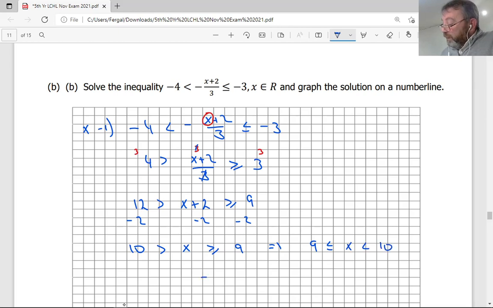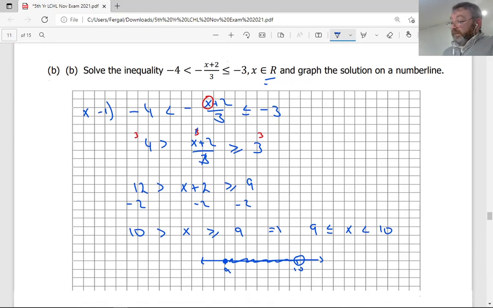And put it on the number line. What do we end up with? We end up with 9 here, 10 here, and 9 is to be included, 10 is not to be included, and because it's an element of, we shade between the two. Okay.